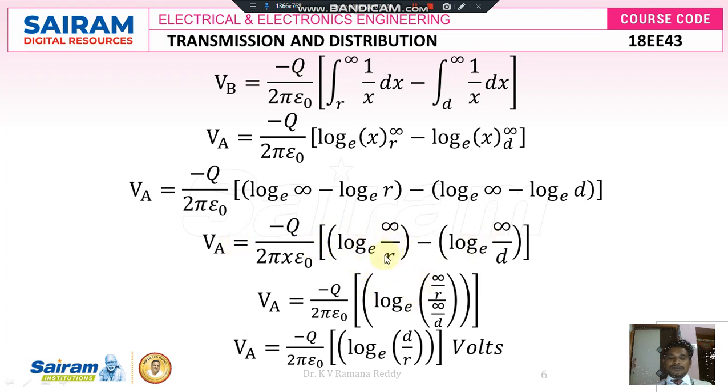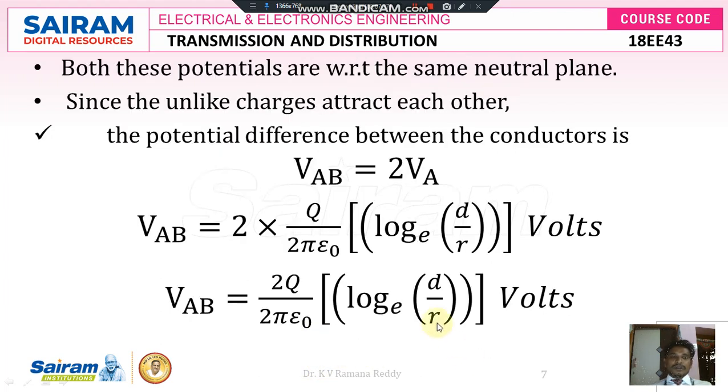So again if I do the simplification, VA is equal to minus Q by 2 pi epsilon naught log of base e infinity by R divided by infinity by d. So infinity by R divided by infinity by d, we can write as infinity by R into d by infinity. Infinity gets cancelled and the remaining term is d by R. Therefore the final equation VA is equal to minus Q by 2 pi epsilon naught log of base e d by R volts. So both these potentials are with respect to the same neutral plane.